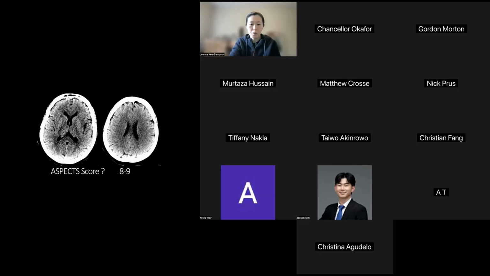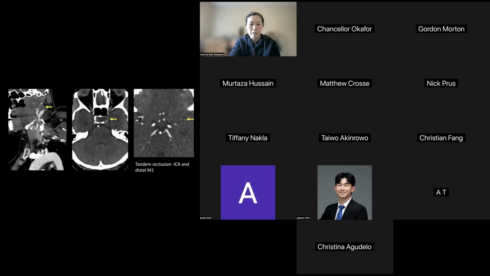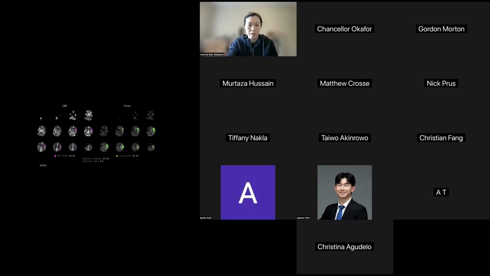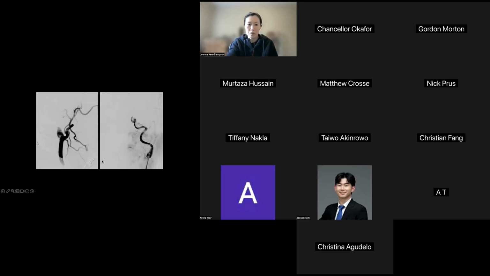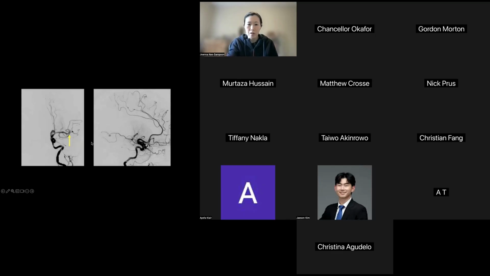Stroke scale or ASPECT score, not terrible, 8 to 9. And on the CTA, she actually had a tandem occlusion. So tandem occlusion is where you have more than one occlusion in the same kind of inline vessel. So she had an ICA and an M1 occlusion. So she had adequate volume or mismatch volume for us to pursue endovascular thrombectomy, and that's kind of what we did. So she had an ICA occlusion, which we cleared out first. And then we went out for the distal occlusion in an M2.